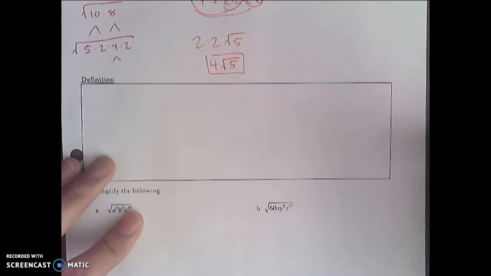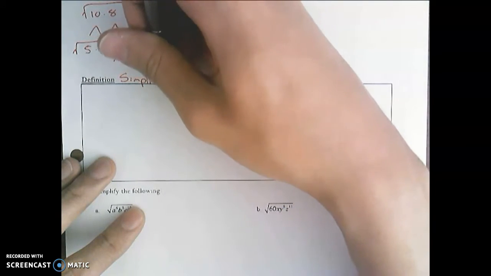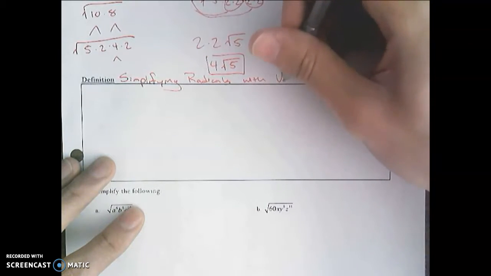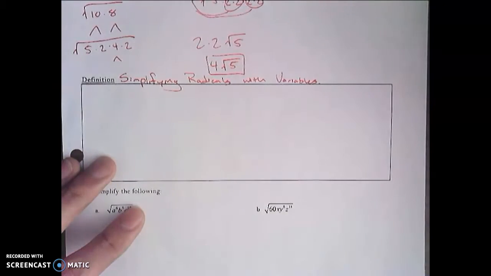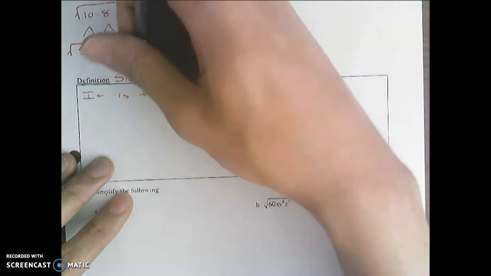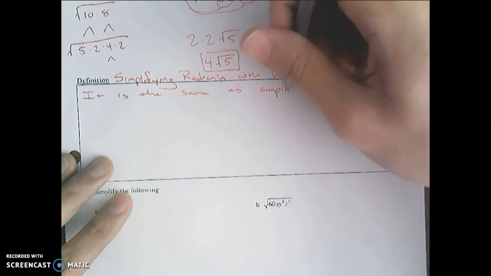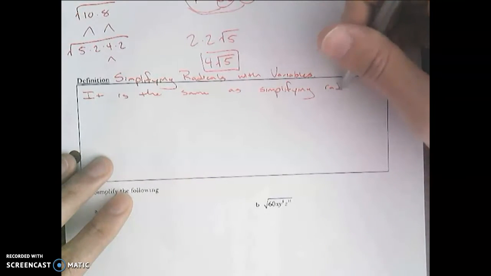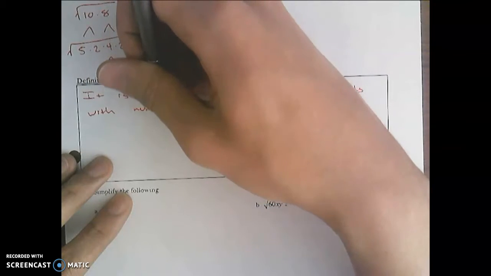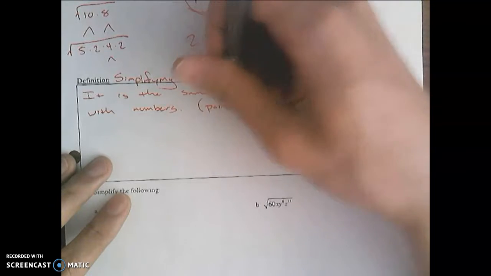So now let's talk about simplifying radicals with variables. So this is the definition, simplifying radicals with variables. And really it's not all that different than simplifying radicals with numbers. In fact, we're going to say that conceptually, it's the same as simplifying radicals with numbers. And what do we mean by that? Well, if we're using the jailbreak method, we're saying pairs get to escape.